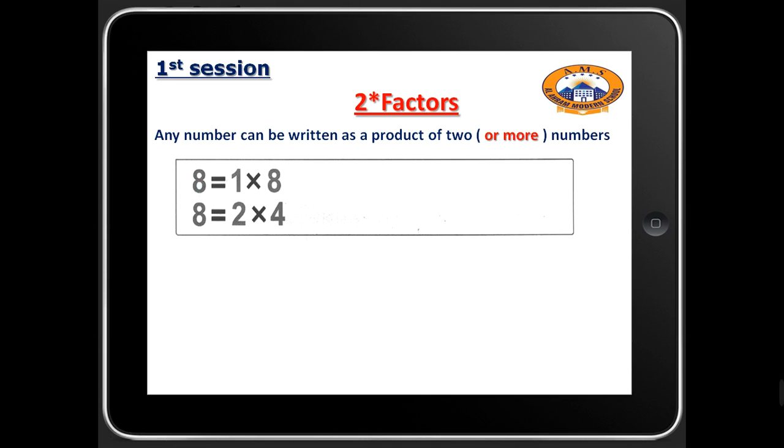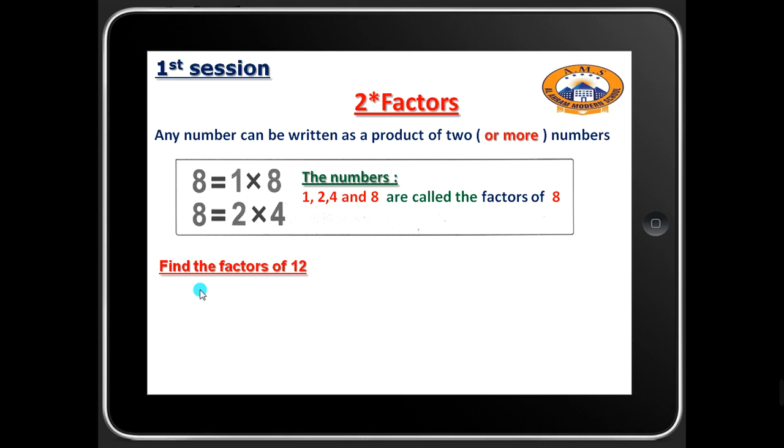If I multiply 1 times 8, it will give me 8. Another student tells me, Miss, I will multiply 2 times 4. It also gives me 8. This is also a correct answer. So the factors of number 8 are 1, 2, 4, and 8. We call them the factors of number 8.